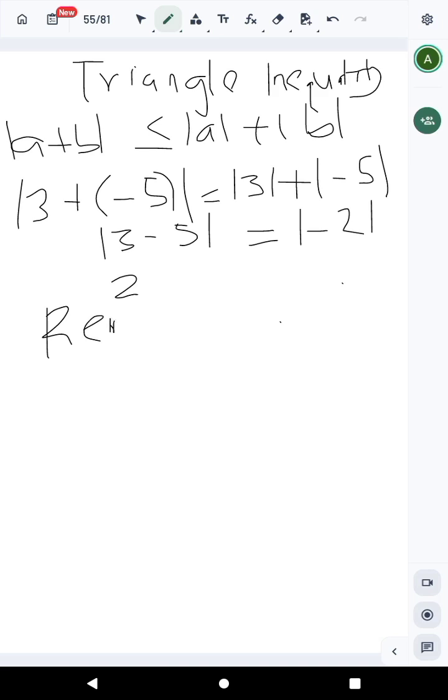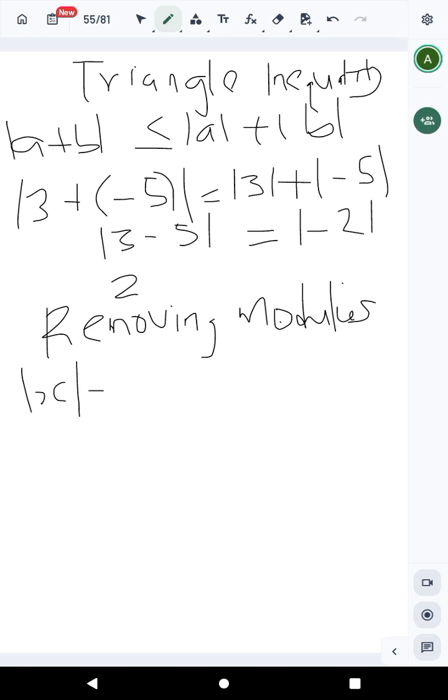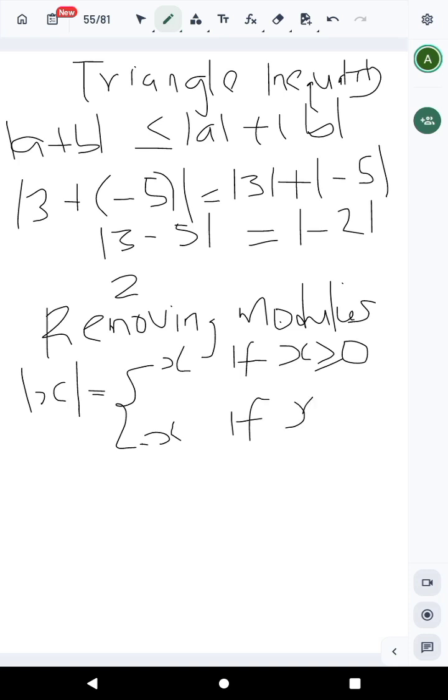Removing modulus rules, very, very important. So if we have absolute value of s, this is equivalent to s if s is greater than or equal to 0, and minus s if s is less than 0.